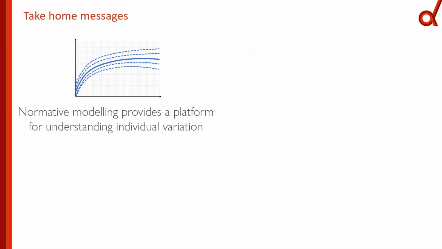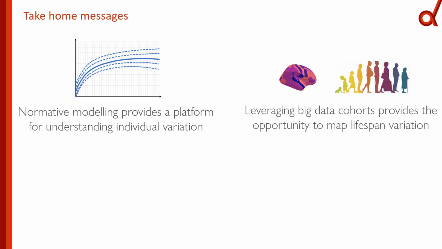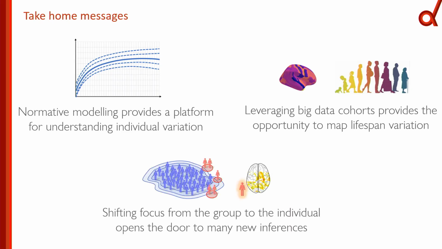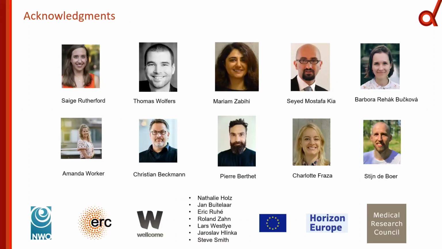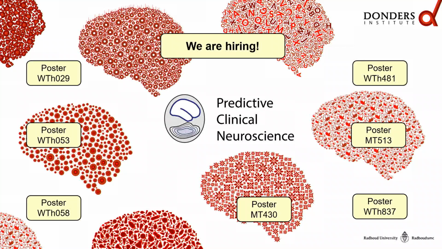So, take-home messages. I hope to have convinced you that normative modeling provides a platform for understanding individual variation. We can make use of big data cohorts to really map variation across the lifespan and across other types of variables as well. And shifting the focus from the group to the individual allows us to make many kinds of inferences which are very difficult to make in other analytical frameworks.